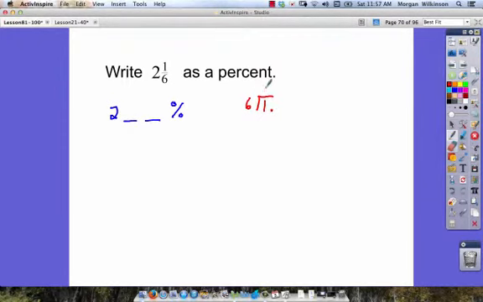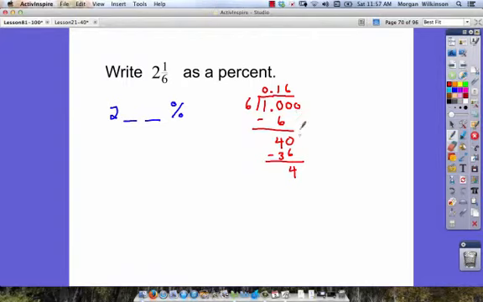6 never goes into 1, so we get 0, and our decimal point comes straight up. Let's add a 0. 6 goes into 10, 1 time. 6 times 1 is 6. We've got a remainder of 4. We bring down a 0. 6 goes into 40. Well, 6 must go into 40 6 times. That's 36. We have 4 left over.